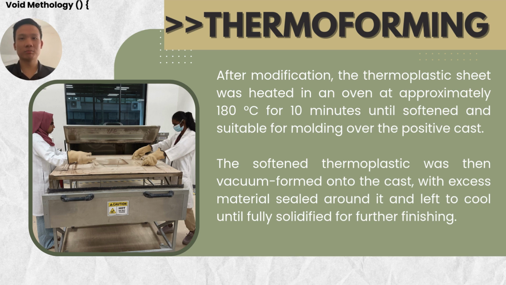So next is the thermoforming process. The thermoplastic sheet was heated in an oven at around 180 degrees Celsius for about 10 minutes until it was fully softened. It allows the material to easily mold without damaging its properties. The softened thermoplastic was then vacuum formed onto the positive cast, and the excess air was removed from the gap. After that, the plastic was left to cool until it solidified fully before we move to the finishing stage.